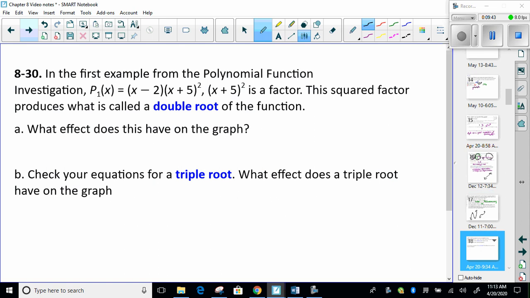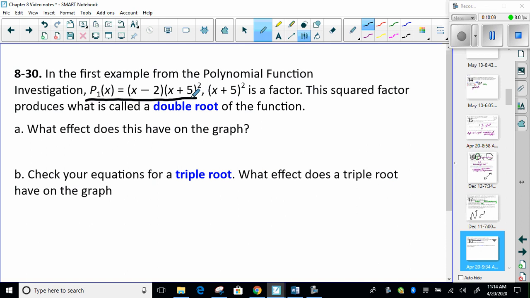So in 30, we start talking about these double roots and these triple roots. In the first example from the polynomial function, from yesterday, you had the following equation. And we know (x + 5) squared is a factor. That squared factor produces double roots for the function. Okay, so that's going to be called a double root. It would be a linear factor otherwise if it was to the first power, like (x - 2) is a linear factor.